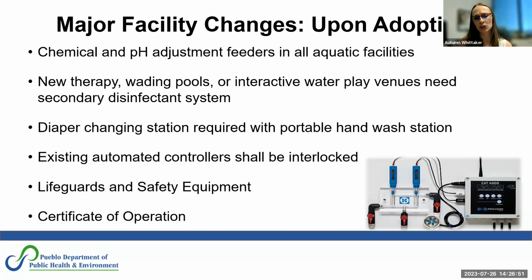And then existing automated controllers would need to be interlocked upon adoption. Lifeguards and safety equipment were brand new things to our code. Back in 1996, I believe, there was a section in our old code that required safety personnel and safety equipment, but that section was not renewed. So we have no criteria in the old regulations as to what the lifeguard criteria would be, what safety equipment needed to be on hand. So this was all new for our operators, and then requiring certificates of operation was also a little bit new for our operators as well.